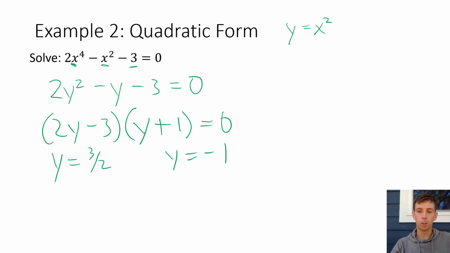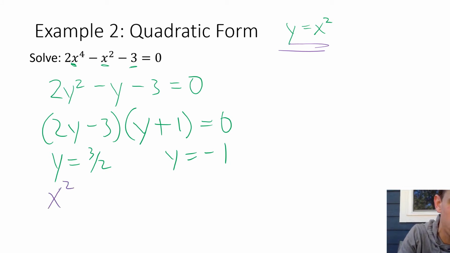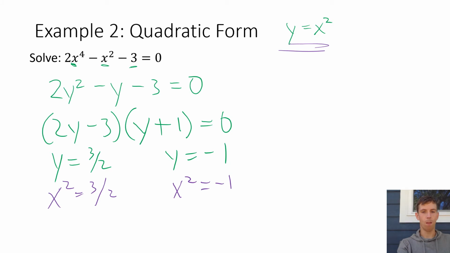All right, so we're not trying to solve for y. We're trying to solve for x. So we need to substitute back in for x squared here. So x squared equals 3/2. x squared equals negative 1. Now I just need to take the square root of both sides.